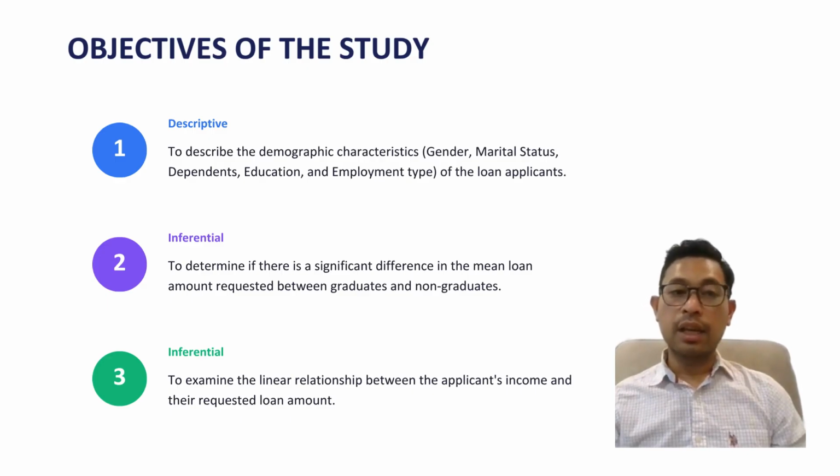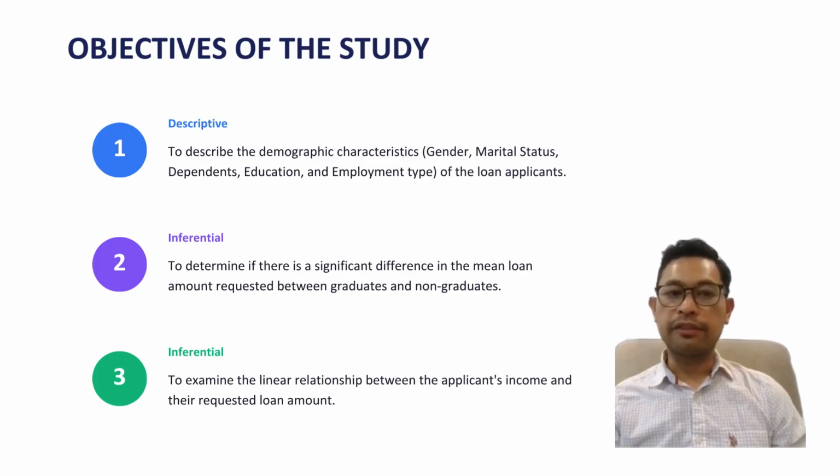In our study, we have three specific objectives. Objective 1 is descriptive. We aim to describe the demographic characteristics of the loan applicants, including their gender, marital status, number of dependents, education level, and employment type.